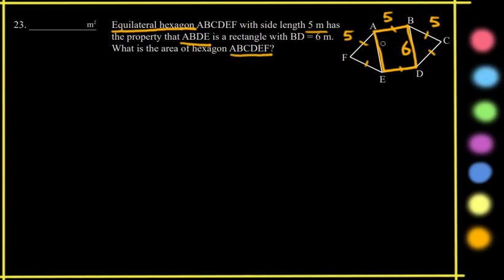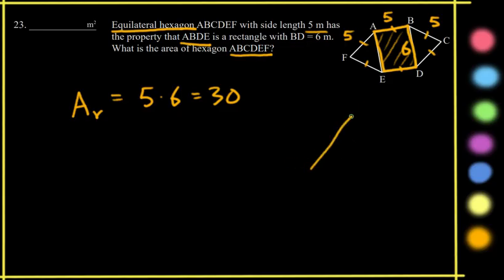Okay, so to get the area of the hexagon, we need to take the area of the rectangle plus the area of these two triangles. These two triangles are identical, so if we can compute the area of one of these triangles, then we can just multiply by 2. So let's do the area of the rectangle first. That's going to be 5 times 6, which is 30. Okay. Now let's do the triangle.